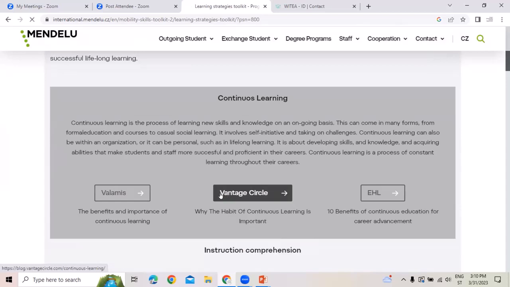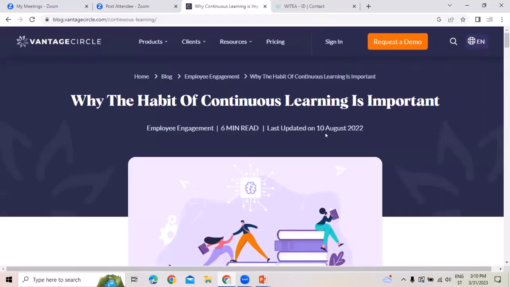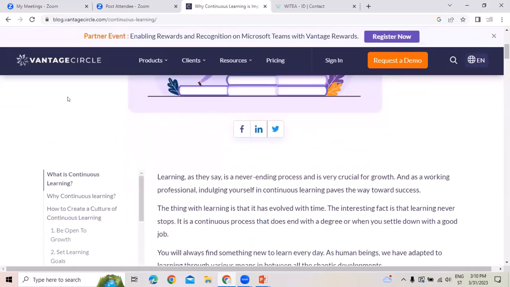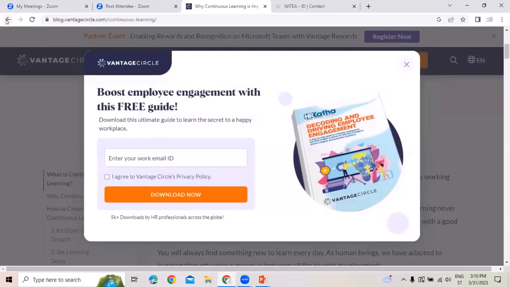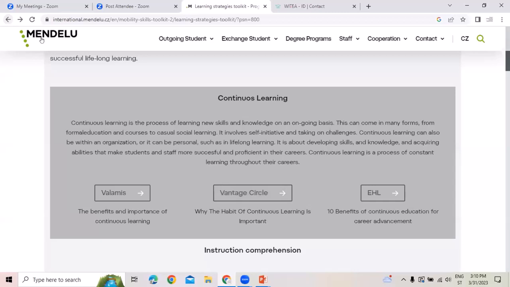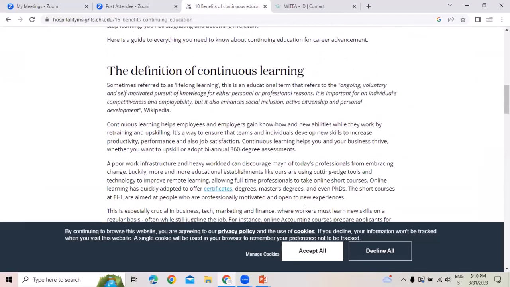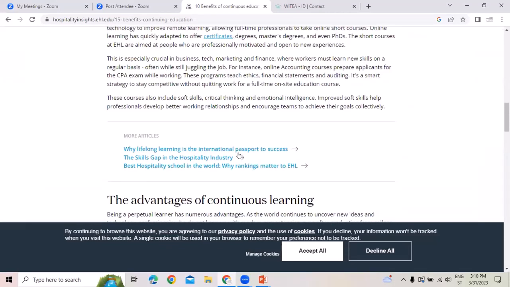What is this? Okay, the habit of continuous learning. Lifelong learning. So now I read and I enjoy and I go back. Now I'm triggered. So I go to the next one, the 10 benefits of continuous education. And we go around and we start playing, and there are some interesting links here.